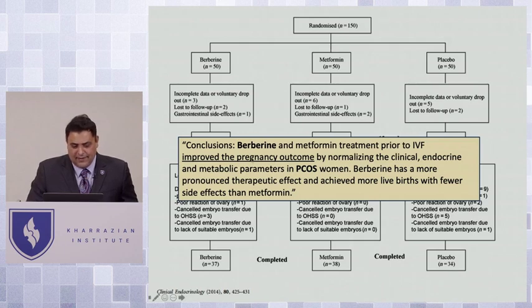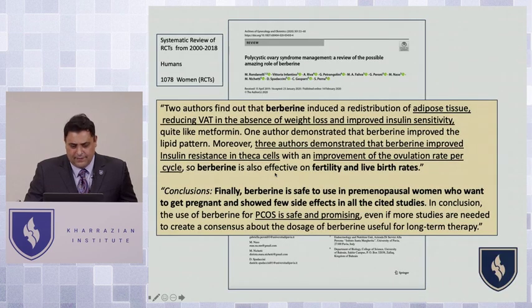So it showed to be as effective with fewer side effects than metformin. So again, this is profound research that you can see how impactful berberine is. This was another paper that was done. It was PCOS Management: Review of the Possible Amazing Role of Berberine. It was a systematic review of randomized clinical trials for the past 18 years done in humans with a sample size of 1,788 women that were done in this composite score evaluation.